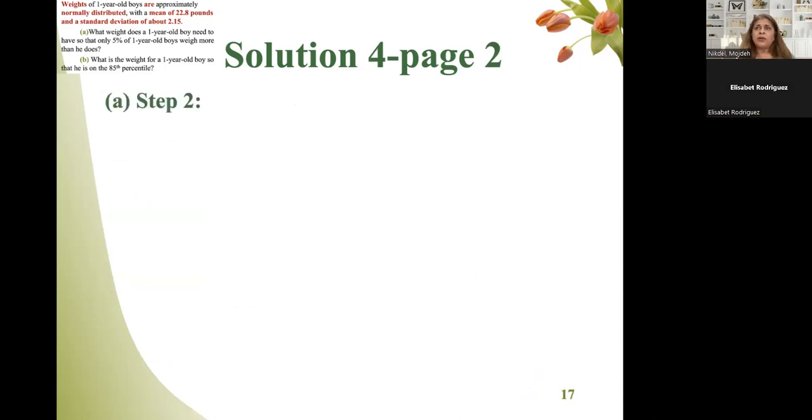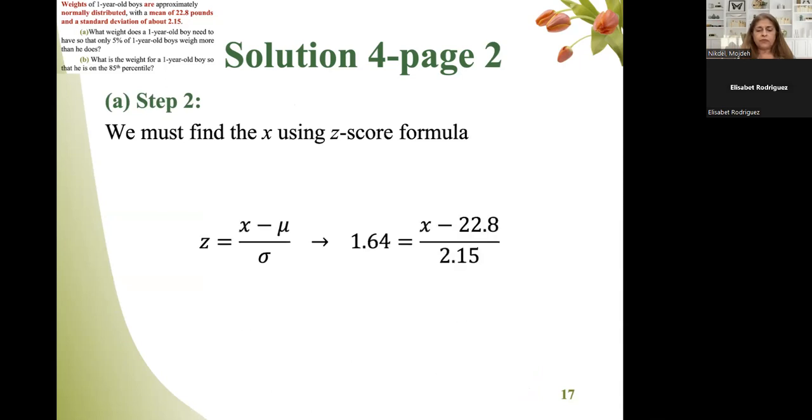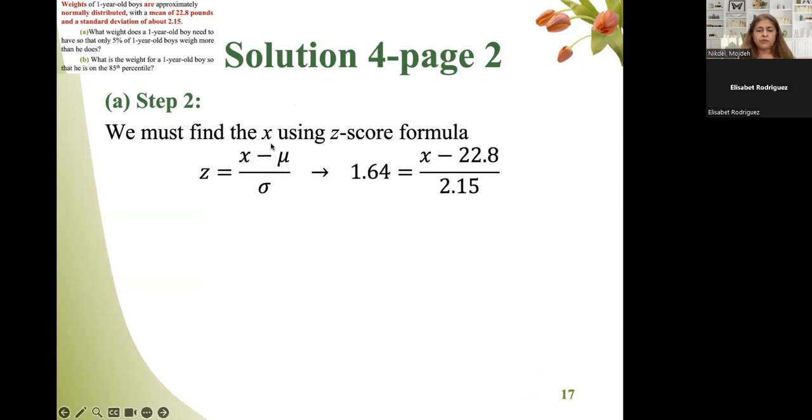So I use another formula. First, I use Z inverse norm. Then I use the Z score formula. I say Z is equal to X minus mu over sigma. Z was 1.65 from the previous slide. X, I don't know what it is. Mu is 22.8, sigma is 2.15. Like the values, X is unknown.